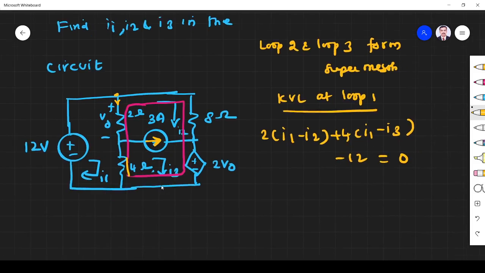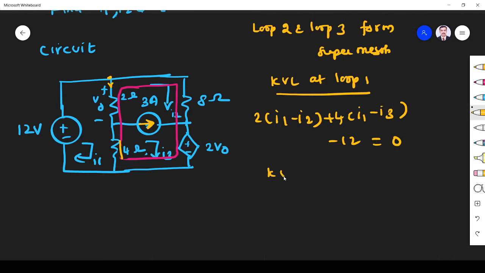4 into I1 minus I3 is equal to 0. Okay. Next, we apply KVL at the supermesh. This is forming a supermesh. So here you see what happens. Let us start from here, from here to here. So 8, this current is I2, plus this voltage drop 2V0. Here 4 ohm I3 minus 1.